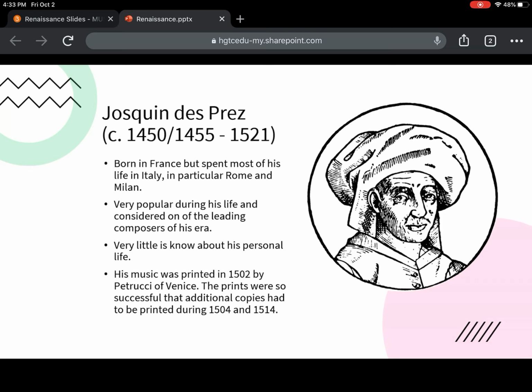Josquin des Prés, another very notable figure, although different than Palestrina, we don't know nearly as much about Mr. des Prés. Born in France, but spent most of his life in Italy, particularly in Rome. Remember we mentioned that the Renaissance, really the kind of tradition it came out of was very much an Italian tradition. Very popular during his life and considered to be one of the leading composers of the time, but we just don't know much about his personal life.